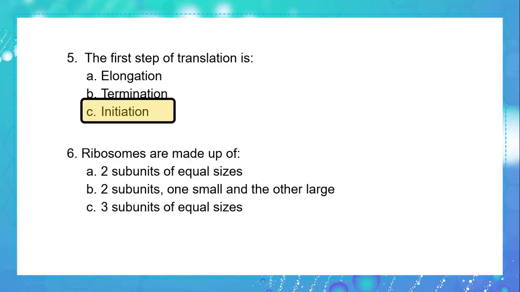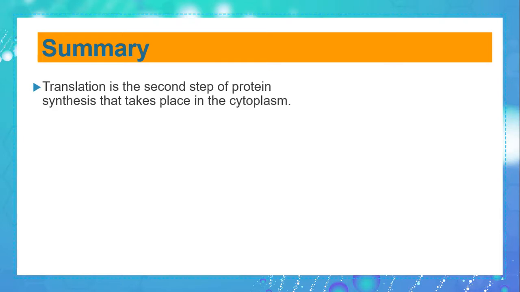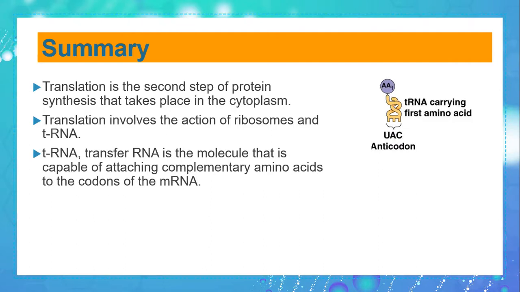Ribosomes are made up of 2 subunits of equal sizes, 2 subunits, one small and the other large, or 3 subunits of equal sizes. The correct answer is B, 2 subunits, one small and the other large. To sum up, translation is the second step of protein synthesis that takes place in the cytoplasm. Translation involves the action of ribosomes and tRNA.